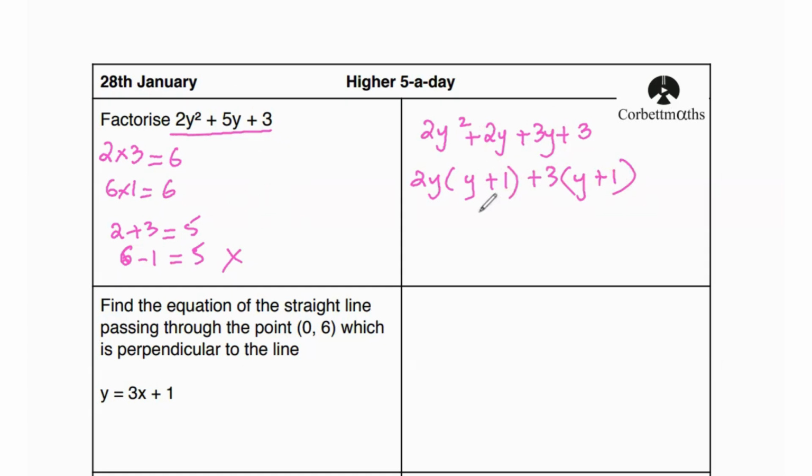Now, if you notice, y plus 1 is the same for both 2y and 3, which means we can take that common and we're left with 2y plus 3 in the second bracket. And this is your fully factorized answer for this quadratic equation. We can't further factorize it. It's in the form of its factors. And that is your answer.